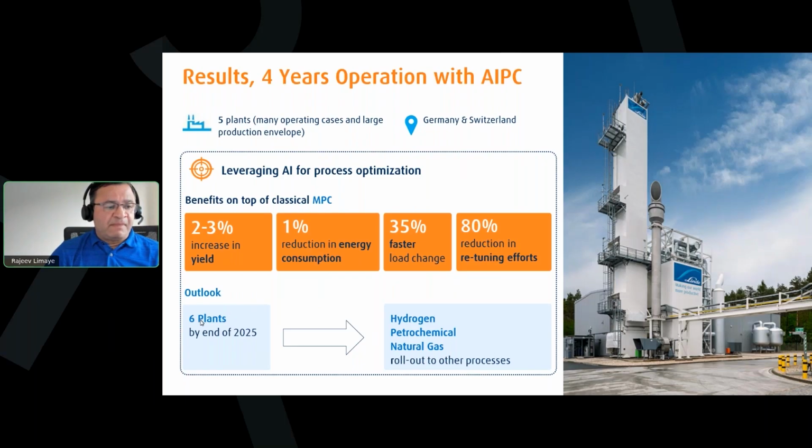So by the end of this year, we still have 2 months remaining, we'll have a 6th plant fully deployed with AI plant control. And in the next year, we want to roll this application out in the US and to other industries in hydrogen, petrochemical, refining, or natural gases in these markets.